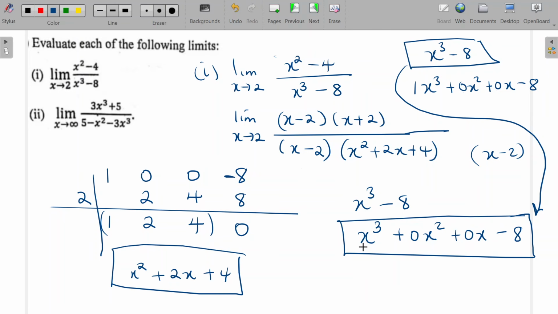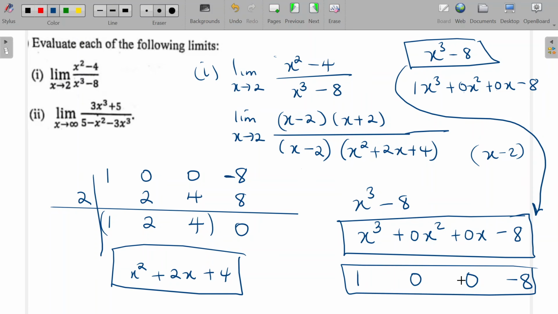Okay, so now my concern is to get the coefficients. So I'll get the coefficients from this expression. That is a 1 in front, then here I have a 0, then here I have a 0, then here I have a negative 8. These are the coefficients which I am going to use in synthetic division, as I wrote like that. Are we together up to this point?